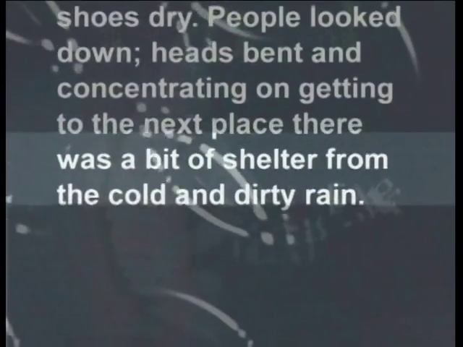Let's have a look at some paragraphs and see if we can identify the topic sentence. To do this, we need to look for the sentence that contains the main idea. Here is the first paragraph. Rain poured down. Dripping roofs and gutters overflowed onto the street, where women coming home from work jumped like schoolchildren to keep their shoes dry. People looked down, heads bent and concentrating on getting to the next place there was a bit of shelter from the cold and dirty rain.